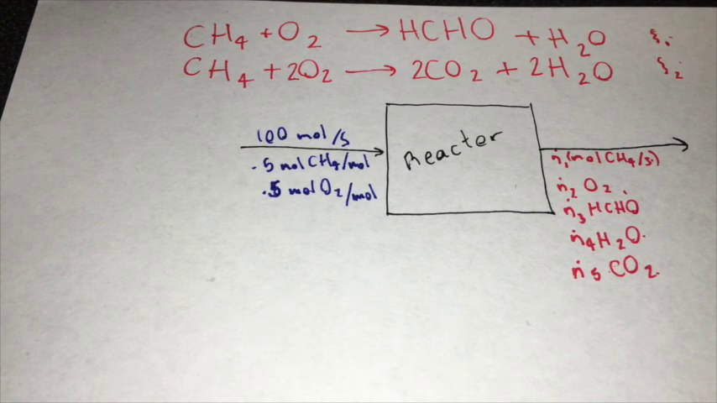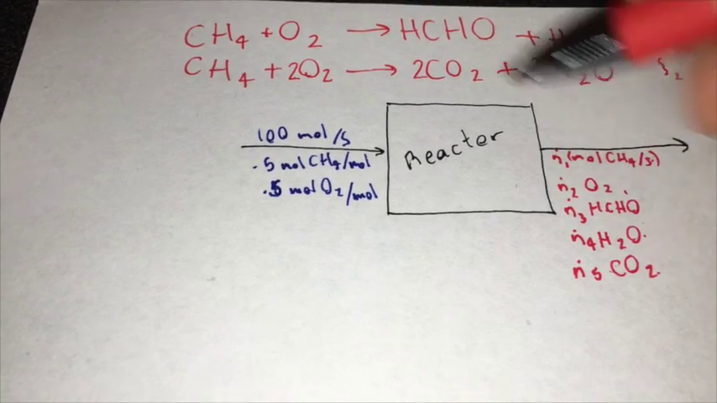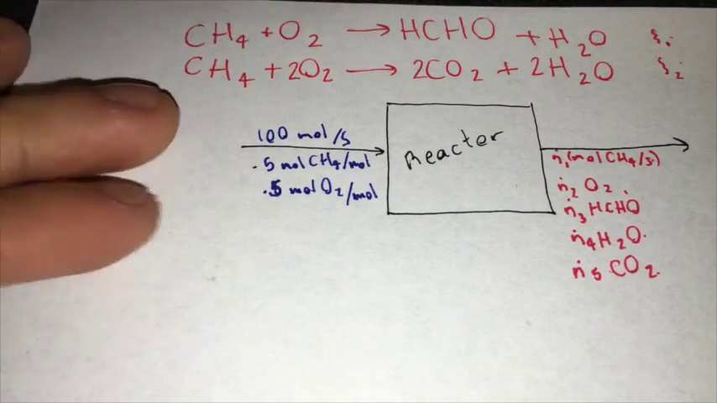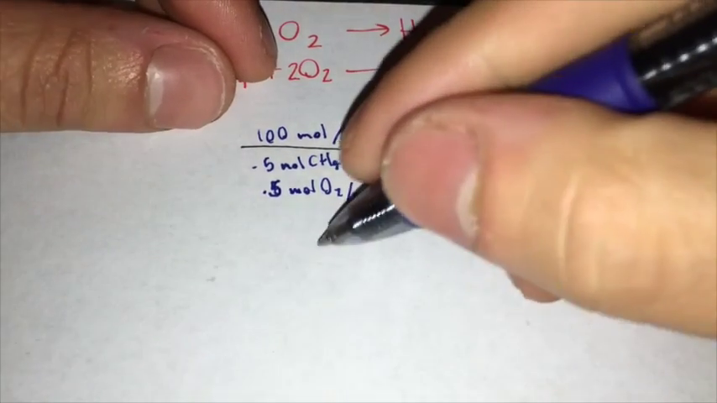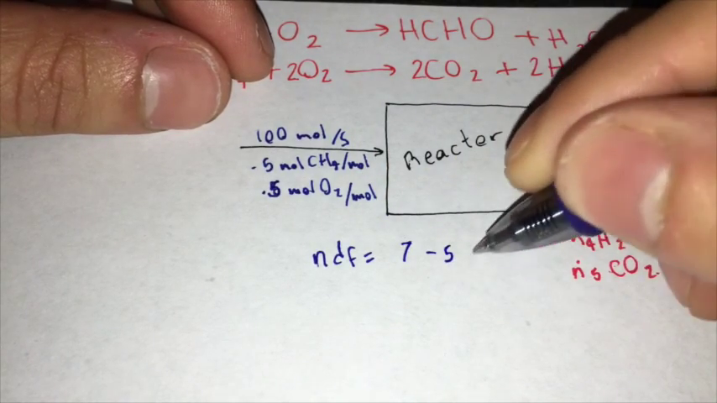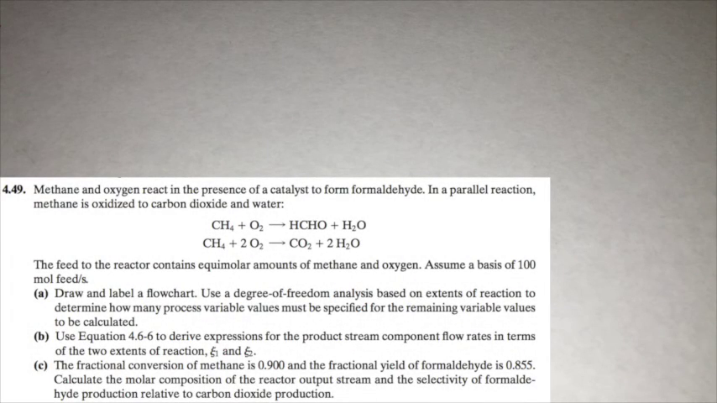And we subtract the number of independent equations. In this case, 5: 1, 2, 3, 4, 5. So we can work with those 5. So our degrees of freedom analysis is 7 minus 5, which is equal to 2. Now we have to derive expressions for the product stream component flow rates in terms of the two extents of reactions.